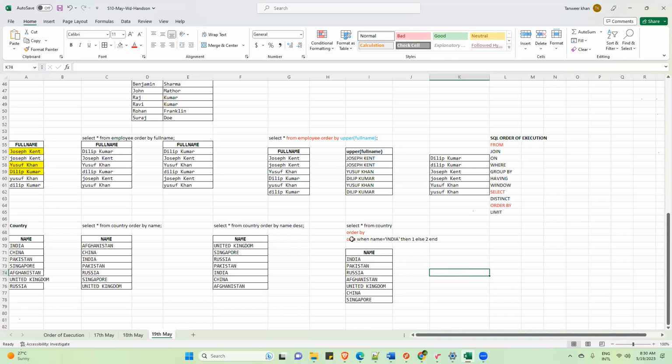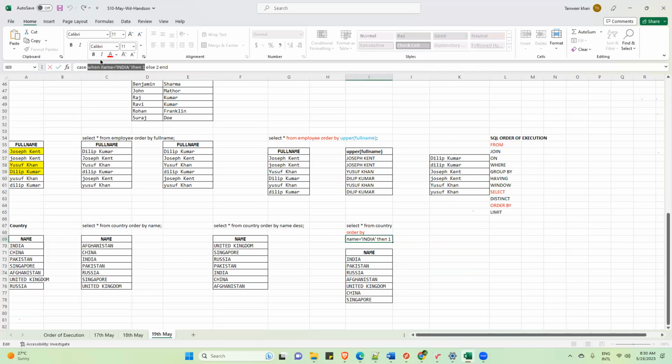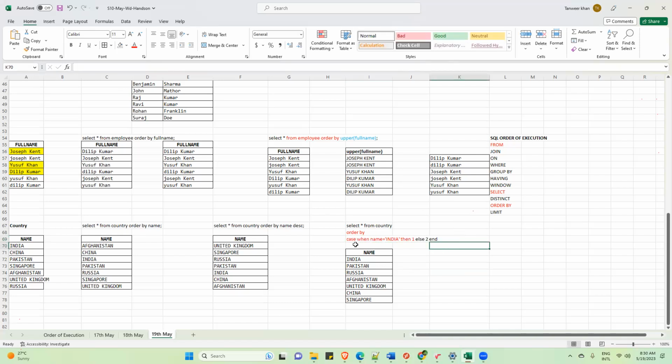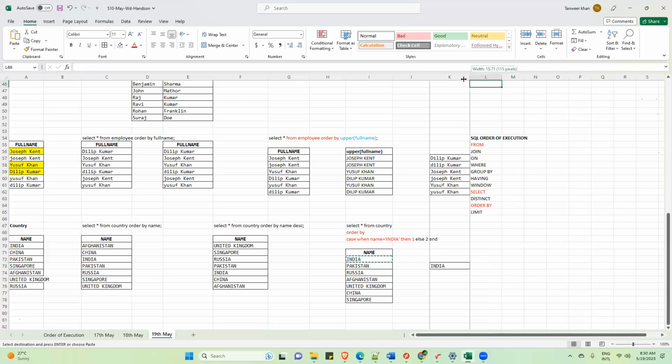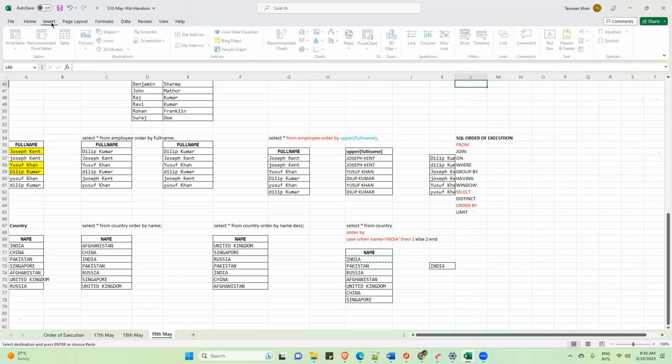So here in case, I have written case when name is equal to India, then 1. First of all, let's try to understand the meaning of this. Case when name is equal to India, then 1. The meaning of this is I am telling the SQL engine that in the name column, if you find the data India, take it and keep that in a bucket. The bucket number should be 1.